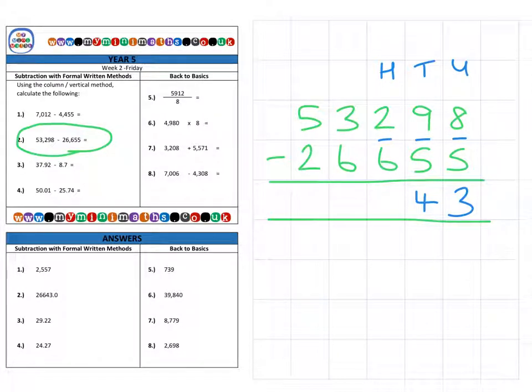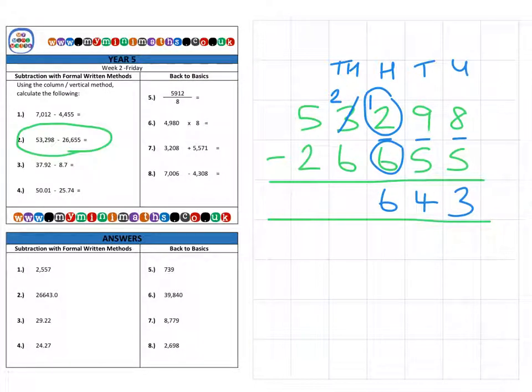Then we have 200 subtract 600, which we can't do. The 600 is bigger than the 200. So we move over to our thousands column and we borrow one of those 3,000s. So now there's 2,000 in there. And we bring it over to the hundreds. So we have 12 hundreds subtract 600s for 600.